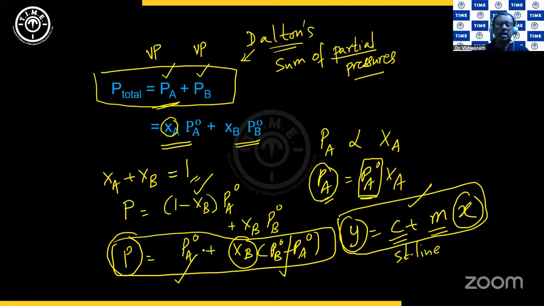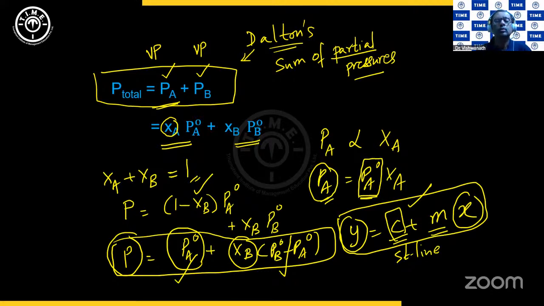So C is the intercept. What intercept? Y intercept. So C is a y intercept, right? And m is the slope, which is equal to PB naught minus PA naught. You can plot P versus XB and then get a straight line. So getting a straight line is, what shall we say, a verification of Raoult's law. So if you get a straight line, it means that Raoult's law is verified. Means the two liquids have obeyed Raoult's law. I hope this is clear.